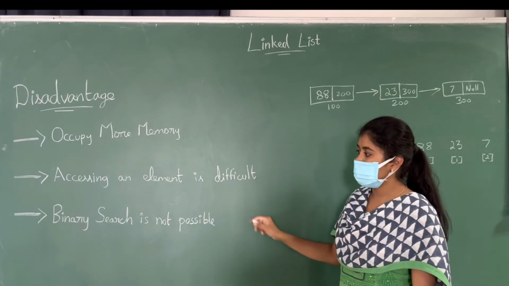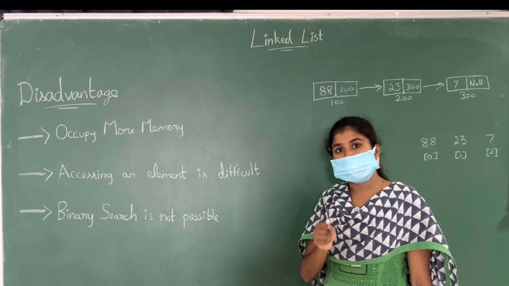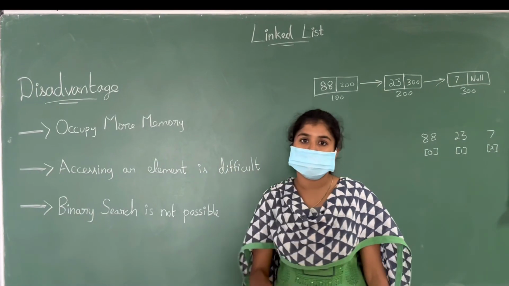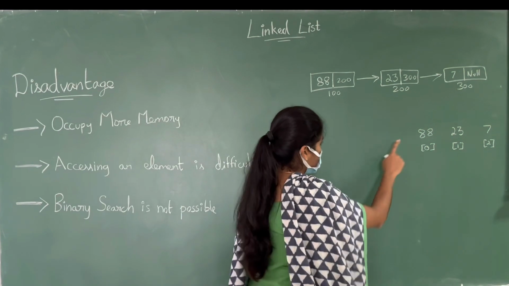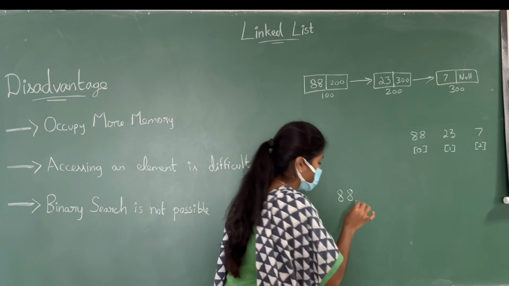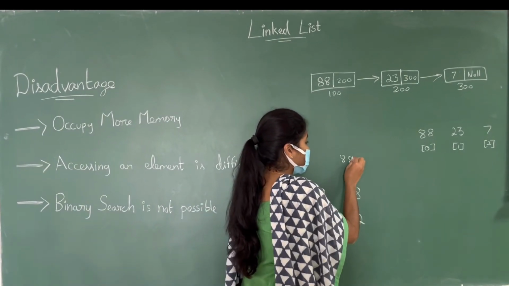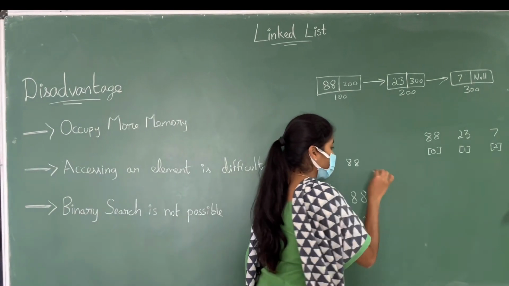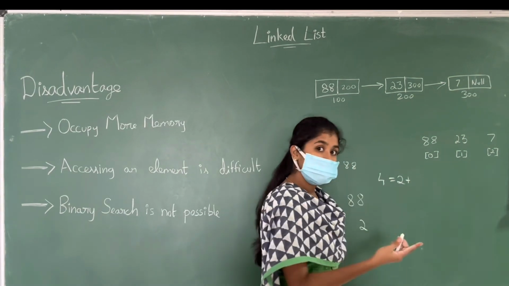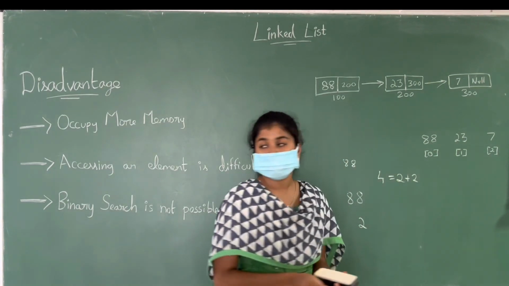These are some of the disadvantages of linked list. We will discuss the first 2 points by comparing with array in order to get a better understanding. The first one is occupying more memory. If we want to store the element 88 in an array, it will take just 2 bytes because it is an integer. If we store the same 88 in a linked list, it will take 4 bytes because the integer will take 2 bytes plus the pointer, that is the link part, will take 2 bytes, totally 4 bytes.